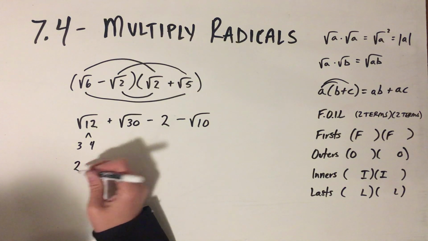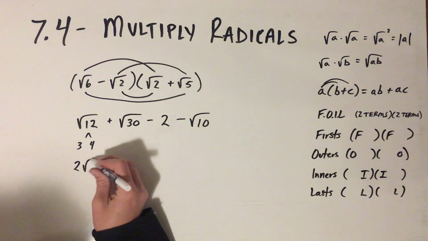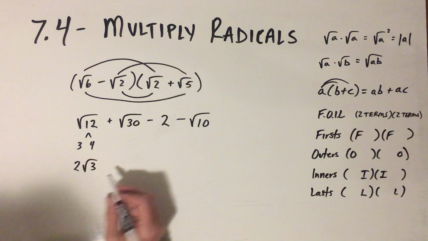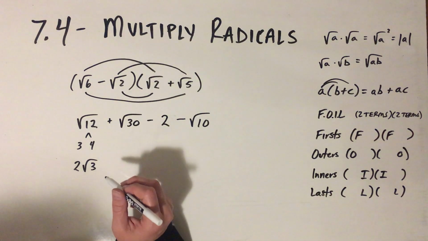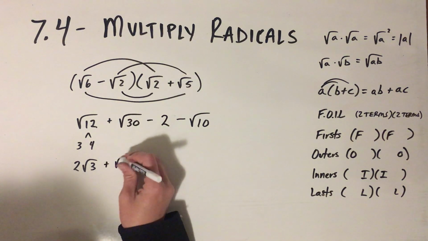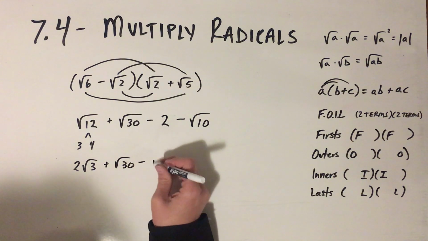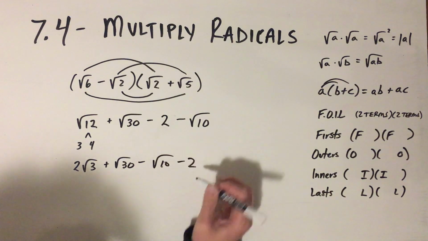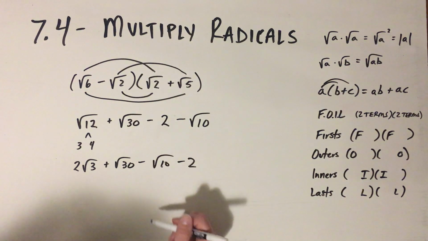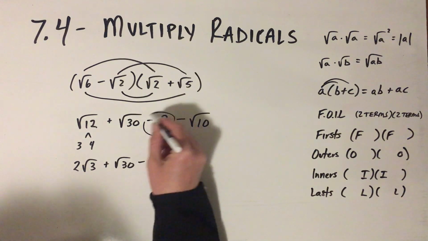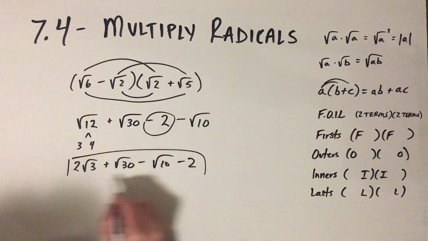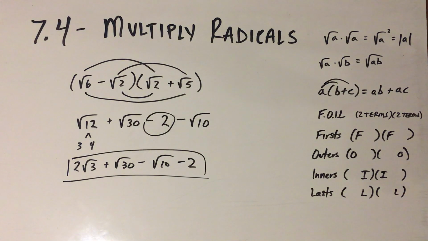So I need to pull out the 2 because 4 is a perfect square. So I would have 2 root 3 plus the square root of 30 minus the square root of 10 minus 2. The order of these doesn't matter as long as you keep the sign in front of it with it. So this would be our final answer here when we FOIL.